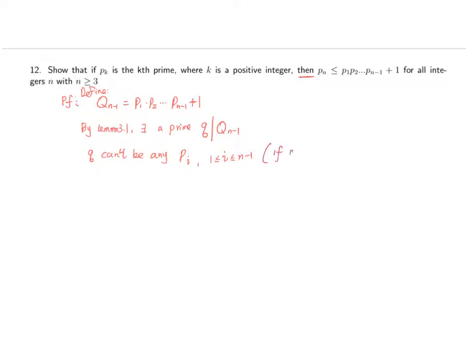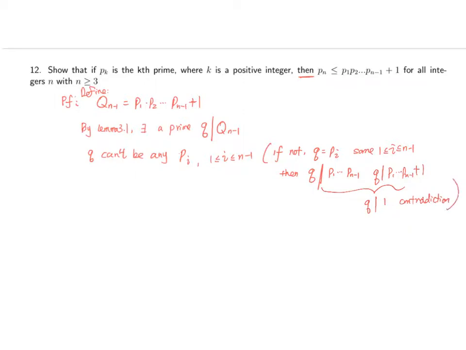So if not, say suppose q equals pi for some i greater than or equal to 1 and less than or equal to n minus 1, then q must divide this product p1 times ... times pn minus 1, right? So this has to be true because it's one of those. And also, q divides p1 times ... times pn minus 1, plus 1. You combine these two, you will conclude that q divides 1, which is a contradiction. That's a proof that we have done several times. So this will be a contradiction.